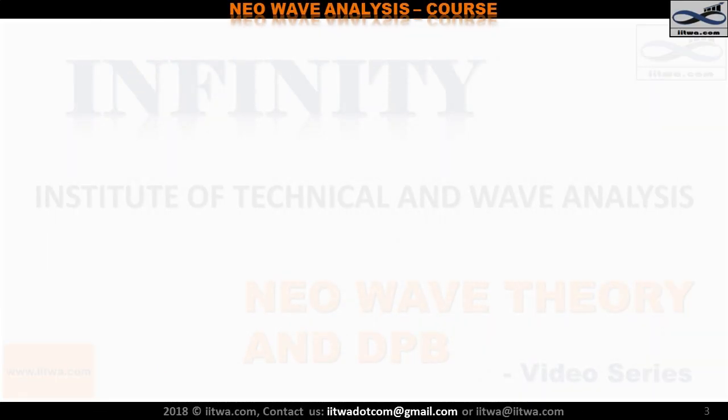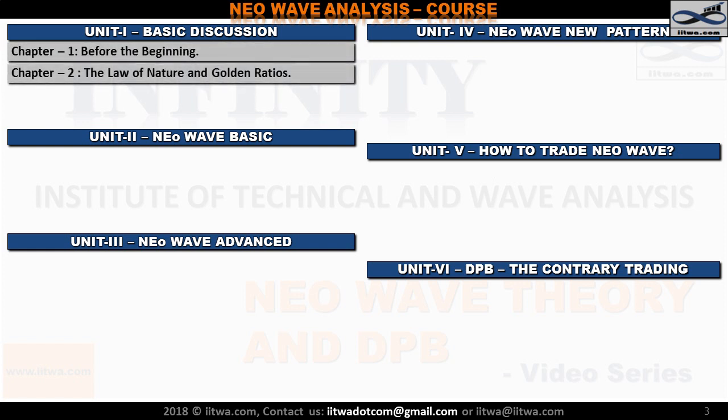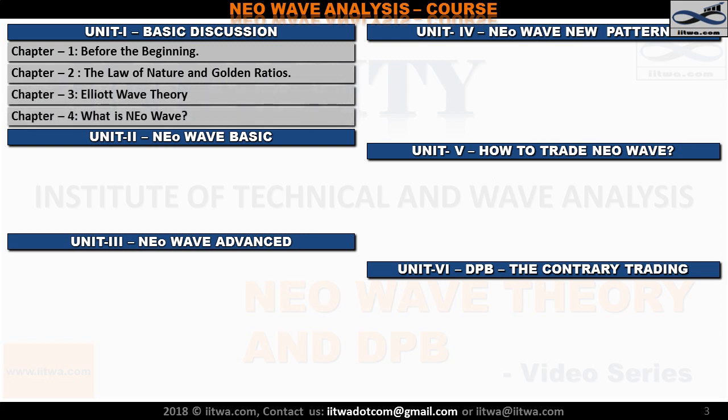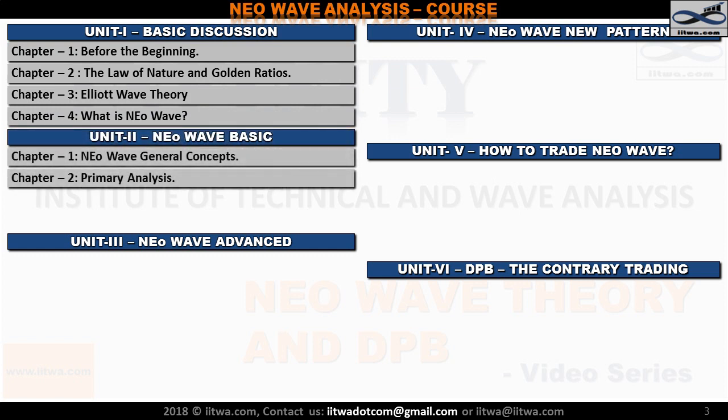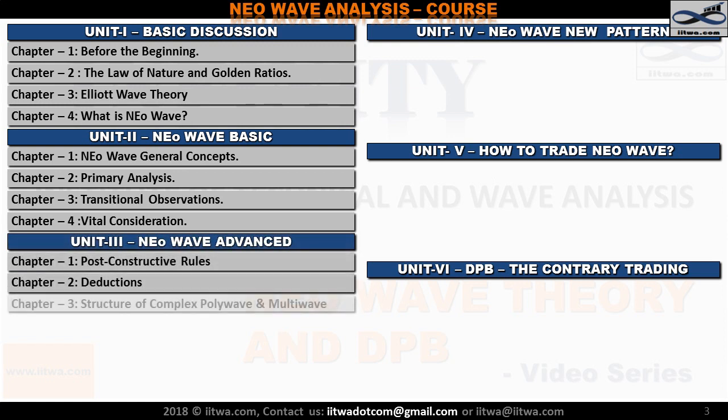In this course, you will go through 6 different units. Unit 1. Basic Technical Discussion. This unit is divided in 4 chapters, with some basic discussion of technical analysis, Elliott wave theory and neo-wave theory. Unit 2. Basics of neo-wave. This unit is also divided in 4 chapters discussing basics of neo-wave theory. Unit 3. Advancing in neo-wave.